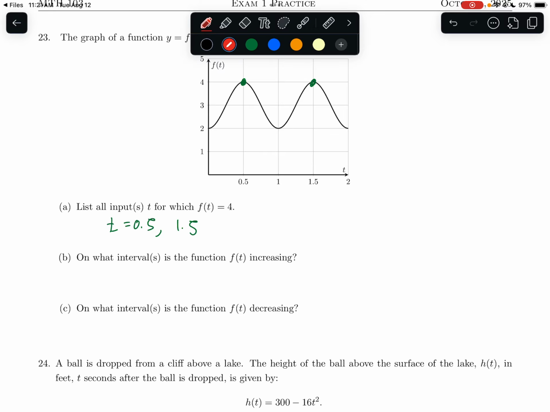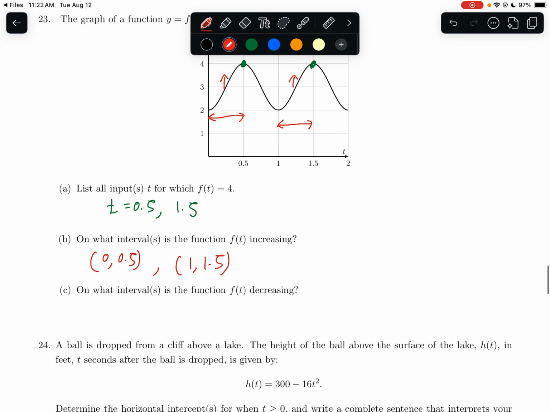Where is it increasing? So it's increasing when the function is going upwards. So from here to here on this range, the function's heading up. And then from here to here, the function's also heading up. So these would be the intervals that we provide. And it has to be the t values, the input values for which this is true. So from 0 to 0.5, the function is going up, and also from 1 to 1.5.